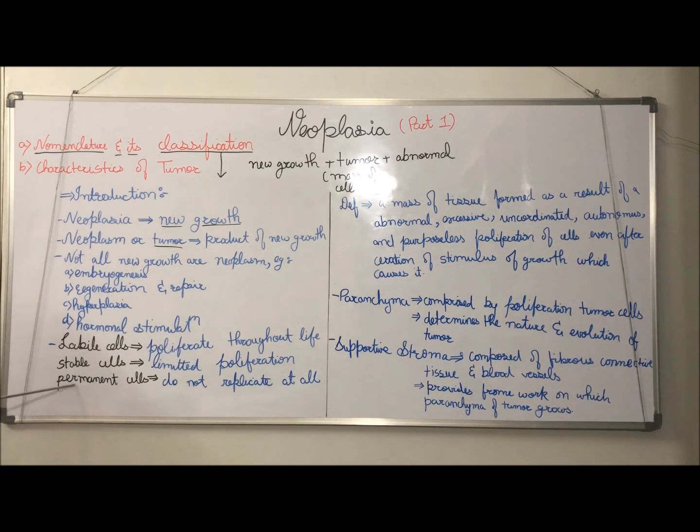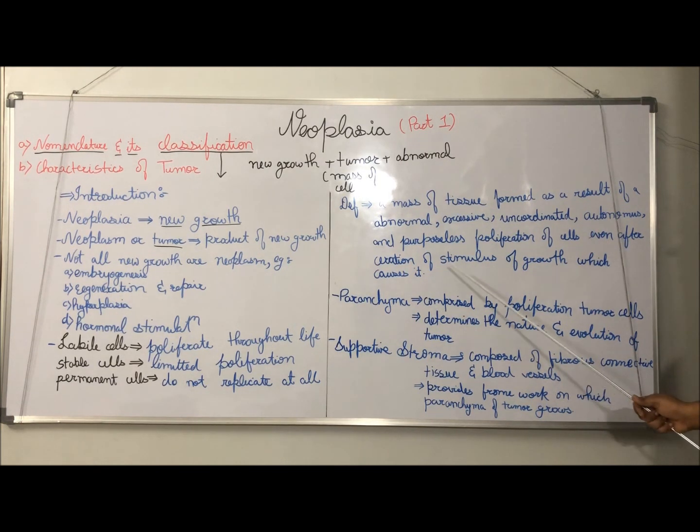Then what are permanent cells? Permanent cells are those which do not replicate at all. Examples are neurons and nephrons, which once they have undergone degeneration or death, do not replicate at all. So taking all these points in mind, we can conclude upon a definition. A tumor is a mass of cells formed as a result of abnormal, excessive, uncoordinated, autonomous and purposeless proliferation of cells, which occurs even after cessation of the stimulus of growth which caused it.